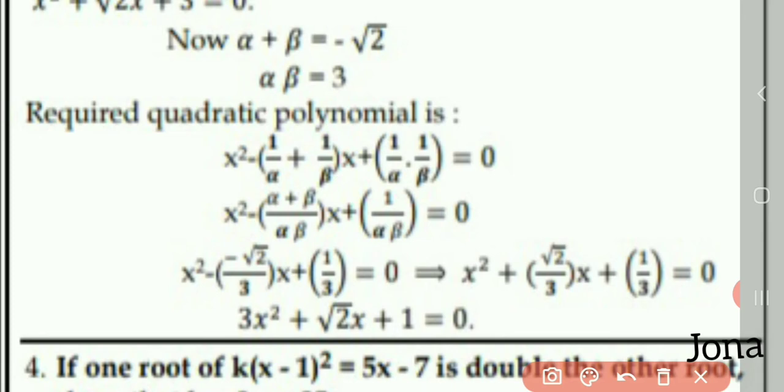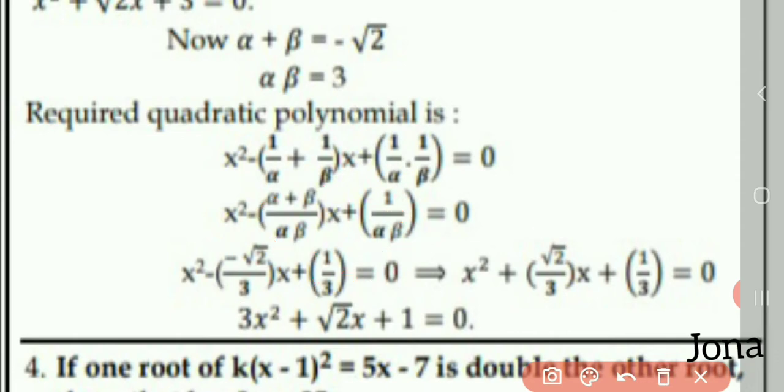So already we have the value of alpha plus beta as minus root 2. So we can substitute here. Instead of alpha plus beta, we can substitute minus root 2. Instead of alpha beta, we can substitute the value 3. So now for this bracket I got root 2 by 3 plus, here 1 by alpha beta is there, so 1 by 3, substituting 3 for alpha beta.